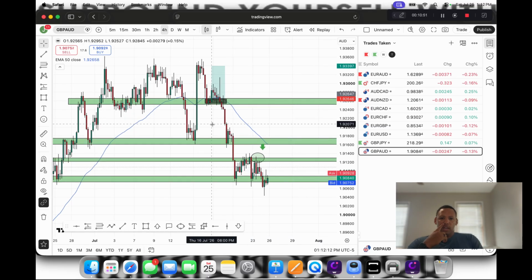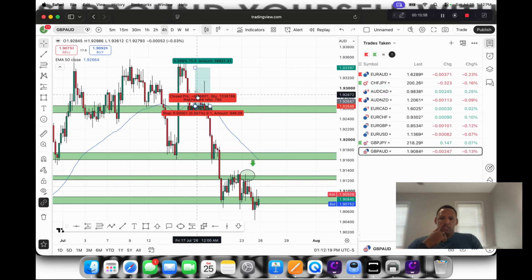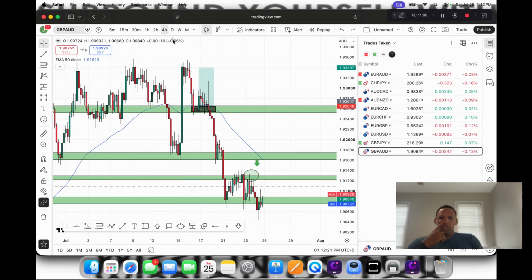GBP AUD was earlier this week. We were in an uptrend, retest, rejection, price didn't shoot. So, I mean, it is what it is at this point.